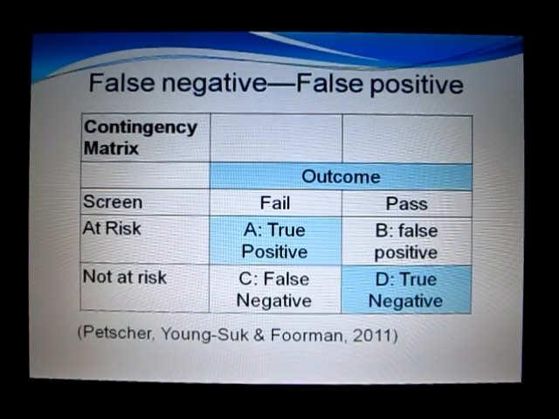You also have the students who are not at risk. And they take your screener and they fail it. Even though they're not at risk, they fail it. That's box C there, where it says false negative. False negatives are the students who aren't at risk. They maybe just had a bad day, or it wasn't a test that accurately measured what they could do. In box D, you have students that are not at risk who passed your test. And that box D is true negative.